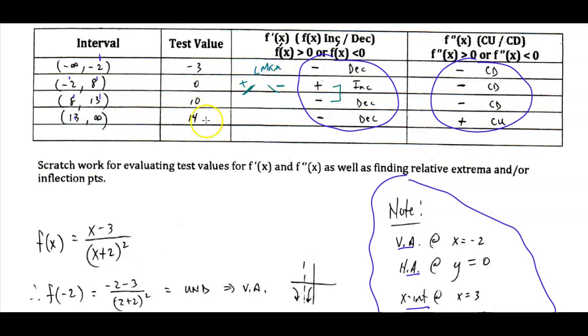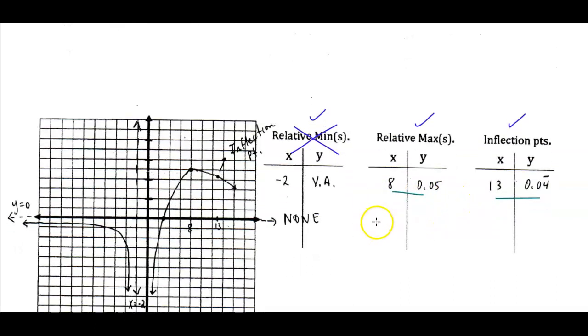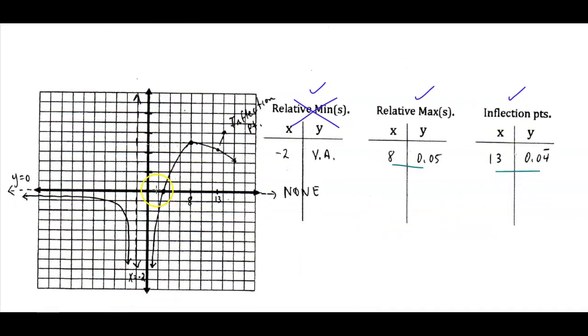Okay. And of course, at 13, the big thing here is that concavity switches. Okay. And so that's how we know we have an inflection point at x equals 13, relative max at x equals 8. And of course, we've already found the corresponding y values to go with that. So when you read that chart, you'll see that this is what corresponding graph ends up looking like. Okay.